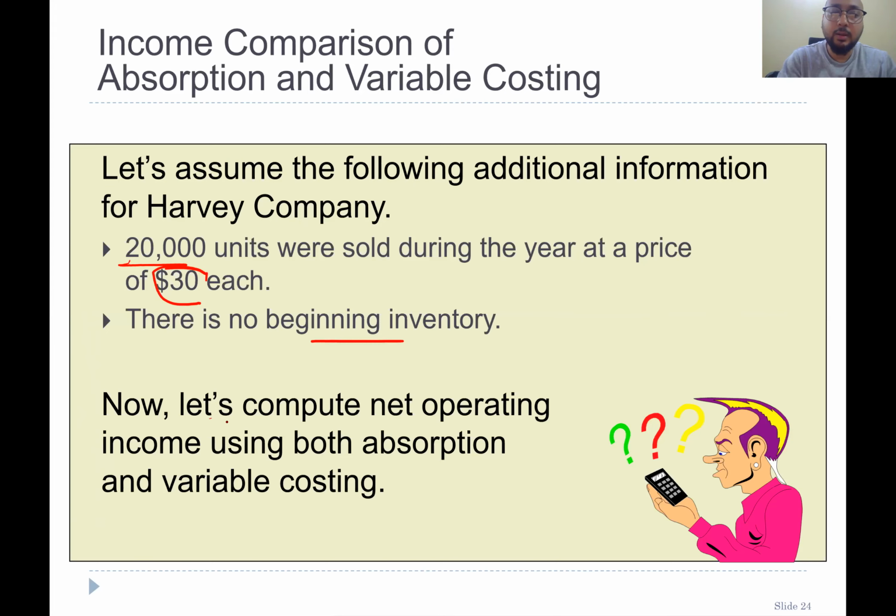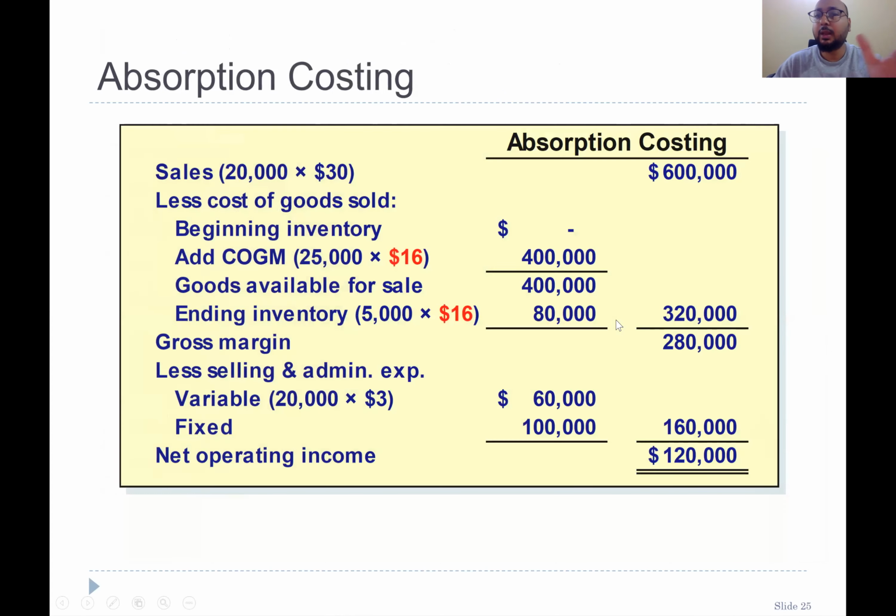So now let's compute net operating income using both absorption and variable costing. In absorption costing, what is the form of income statement? Sales minus cost of goods sold is equal to gross profit. And from gross profit, you subtract selling and admin, you will find operating income. So sales, 20,000 are sold, 30 each, we have 600,000.